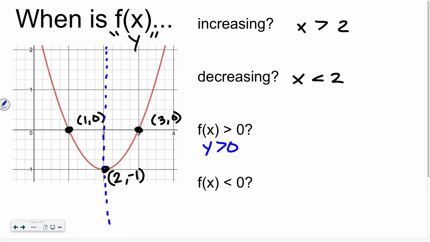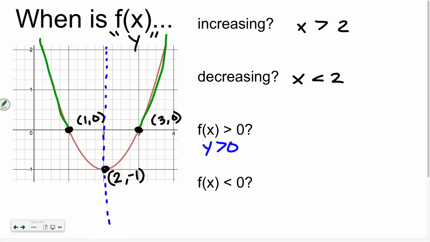So I'm going to highlight this one. I'll use my green. Do you agree that all these points over here are more than 0? Y is more than 0? And all these points over here, y is more than 0? Okay. So what are my boundaries? Luke? When x is less than 1. And when x is greater than 3.